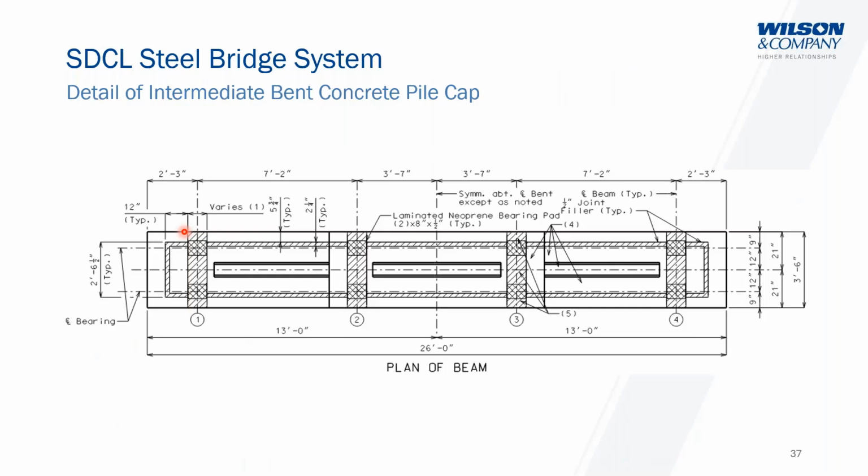This is a typical detail at the intermediate bent for the concrete pile cap. You see here that they have joint filler around the edges. They have shear keys here to transmit the shear. And the reason for the joint filler around the edges is because they're on neoprene bearing pads. It allows it to pivot. No moment goes through this detail, just the shear gets transferred.